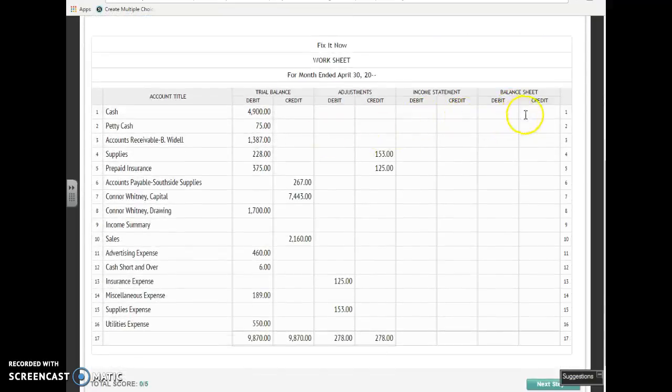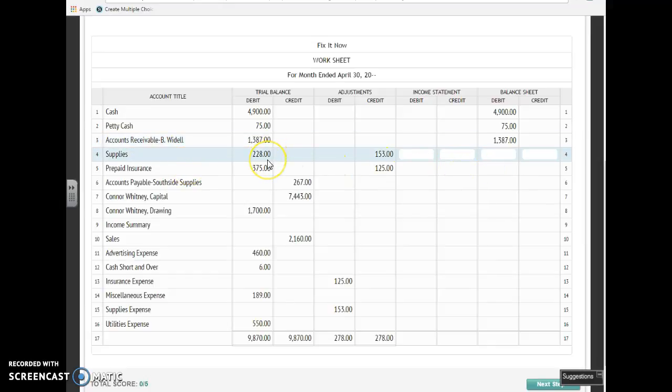I always like to start at the top. So I know I'm starting at the top with cash. This is an asset, therefore it's going to show up on my balance sheet. I take my trial balance. I have no adjustments, so my balance over here is still $4,900. For petty cash, I have initial balance, no adjustments, $75. For accounts receivable, initial trial balance, no adjustments, still the same balance.